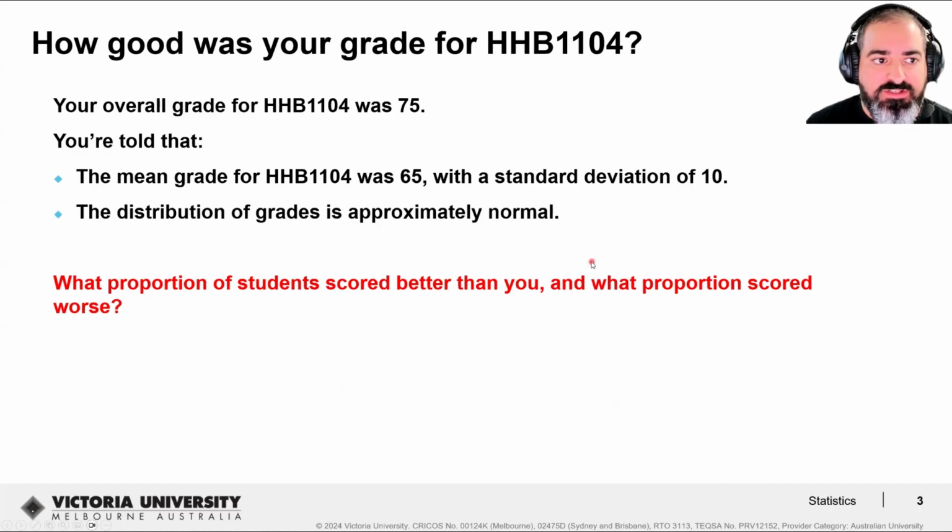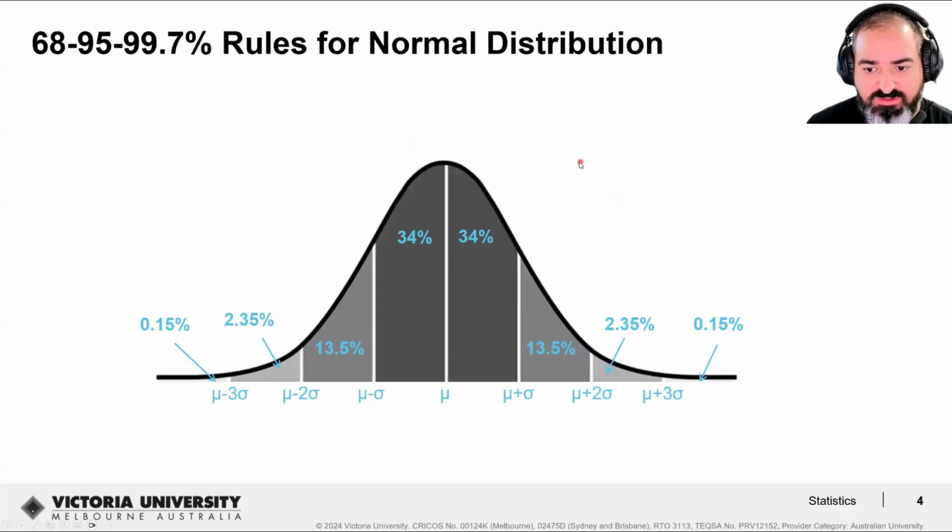So let's imagine you're doing an introductory unit here at VU, HHB 1104, and your overall grade for that unit was 75. And you're also told that the mean grade for the unit was 65 and it had a standard deviation, conveniently for us, of 10. And you're also told that the distribution of grades is approximately normal. And so you want to know what proportion of students scored better than you, and what proportion of students scored worse. So back to this figure.